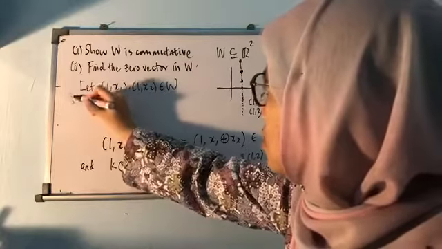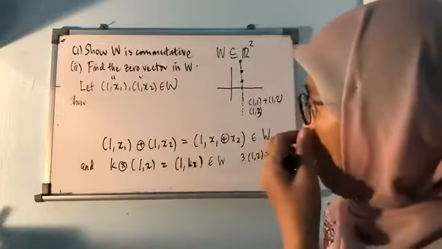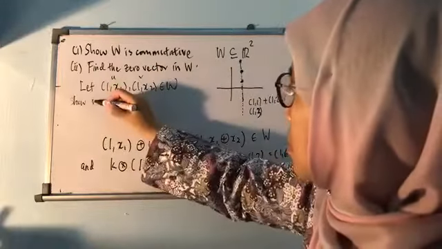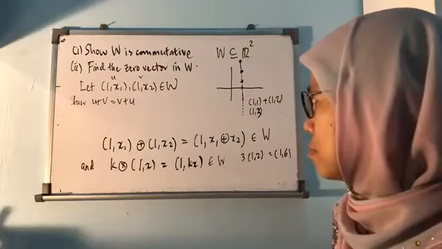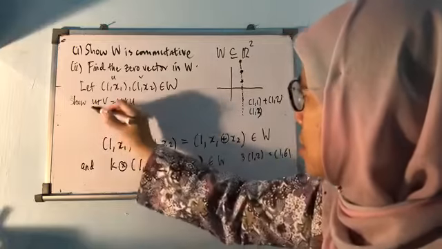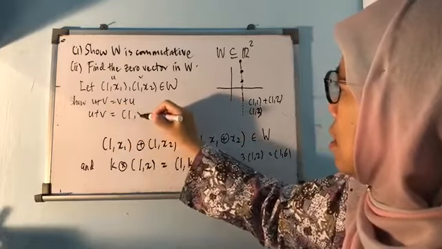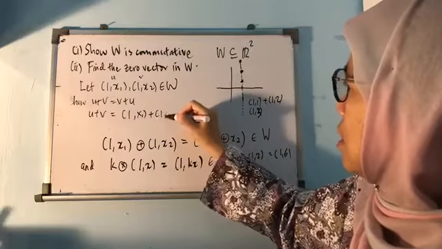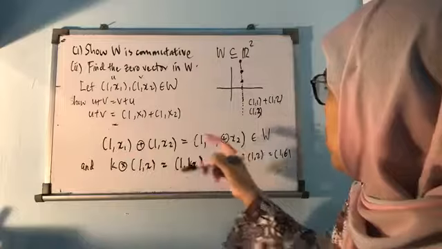Show, call this u, call this v, show u plus v is v plus u. Okay, so you just add. u plus v is 1x1 plus 1x2, which is from the definition.